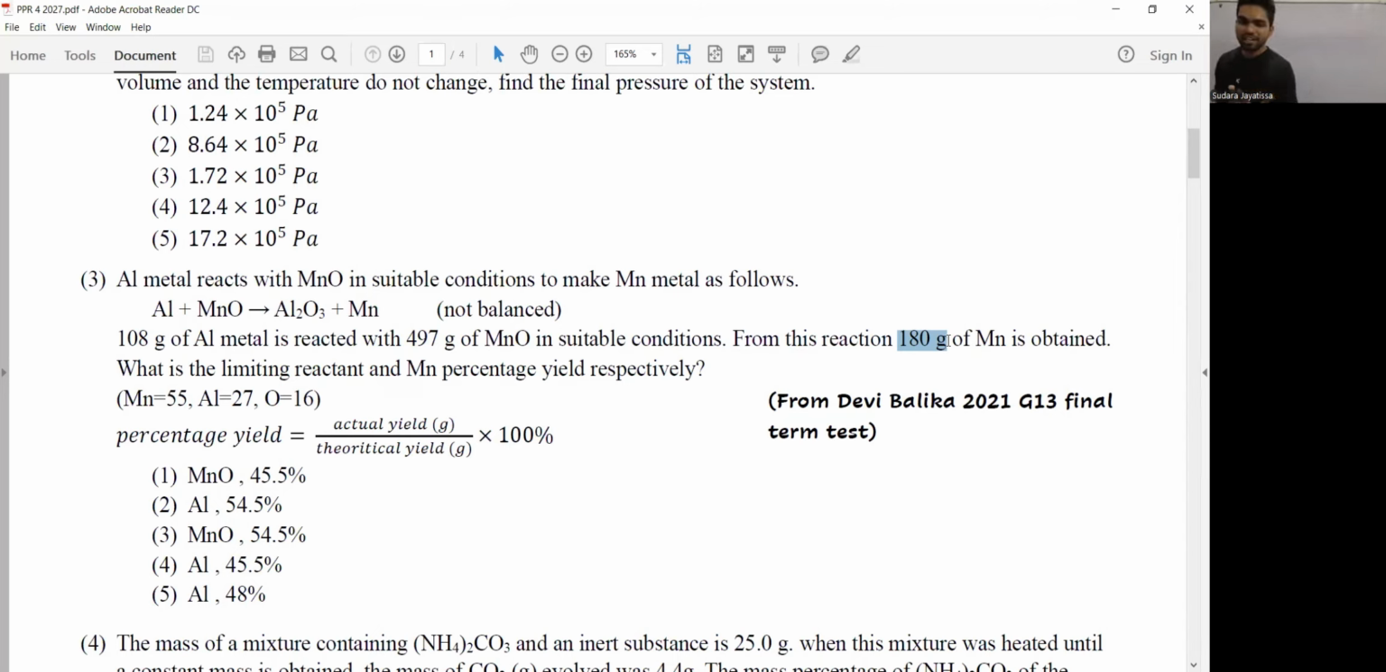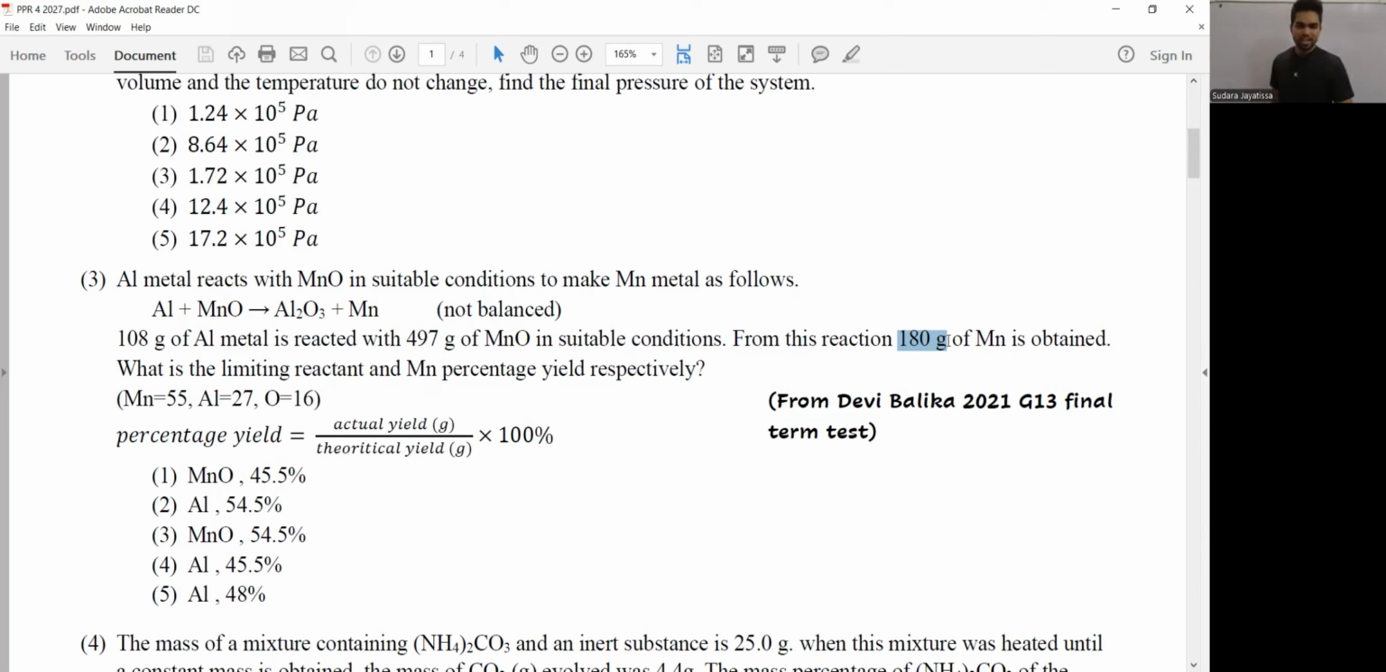You are expecting some value of manganese, which you need to find, and you are actually getting 180 grams. When you are doing the question, we will see the method. There is also a similar past paper question from this, and we are going to do it in our next physical class.